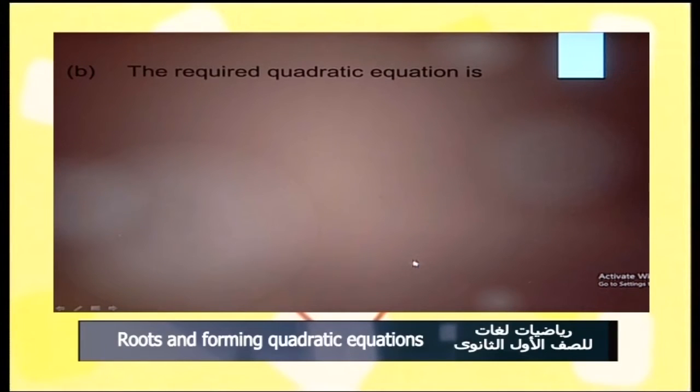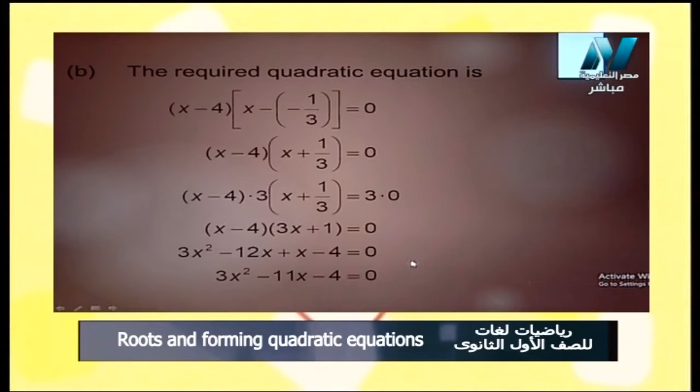The required quadratic equation is, yes, we have here x minus 4 and x minus negative 1 over 3. x minus 4 as it is, negative times negative equals positive, so it's x plus 1 over 3. We have two roots here, x minus 4 multiplied by x plus 1 over 3.